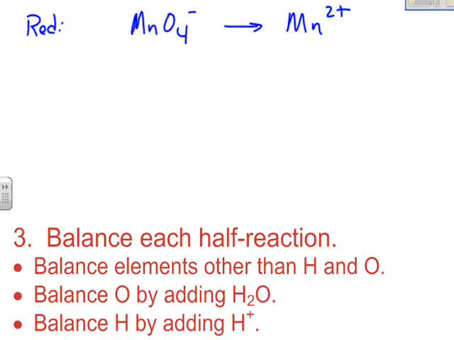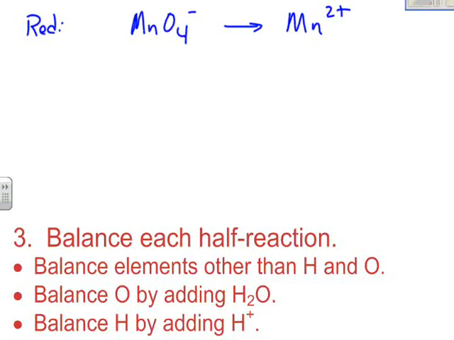And I'm going to follow step number 3. So the first thing says to balance the elements other than hydrogen and oxygen. The only other element is the manganese, and I have one manganese on the left and one on the right, so that means that element is balanced.